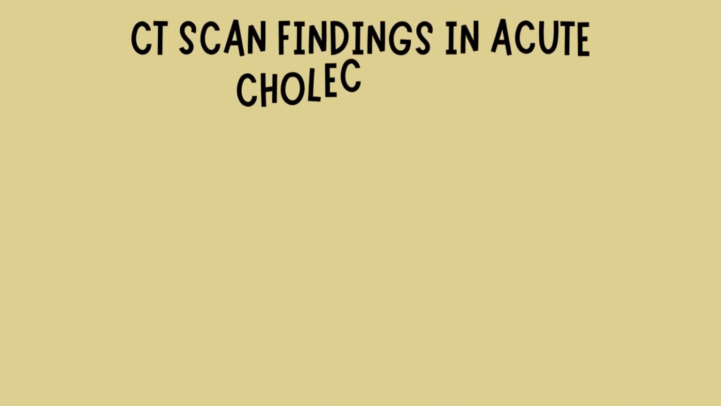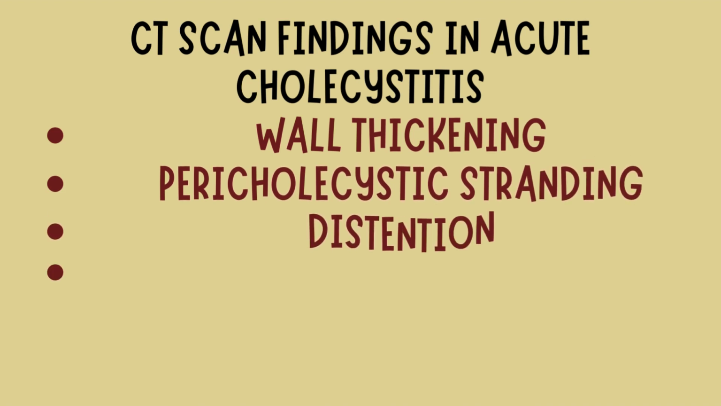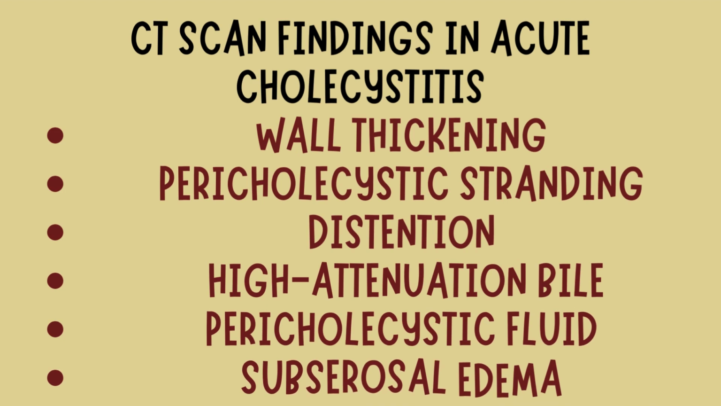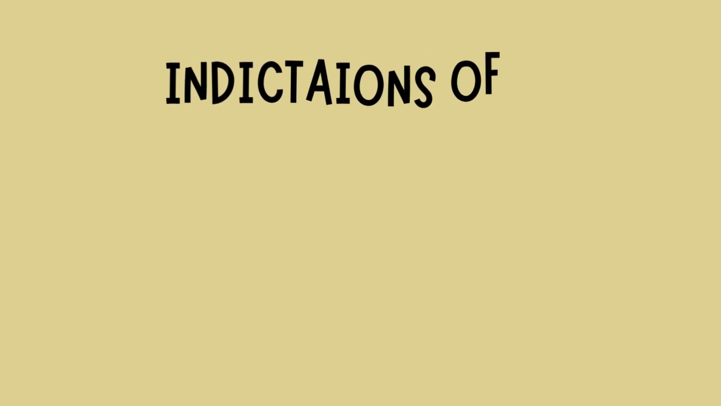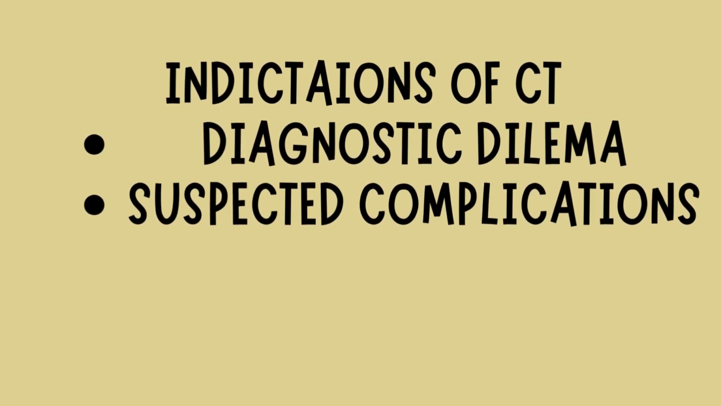Findings of CT scan in acute cholecystitis will reveal wall thickening, pericholecystic stranding, distension of the gallbladder, high attenuation bile, pericholecystic fluid, and subserosal edema. There are two indications of CT scan in acute cholecystitis: when there is a diagnostic dilemma to rule out the cause of the cholecystitis, or when there are suspected complications.